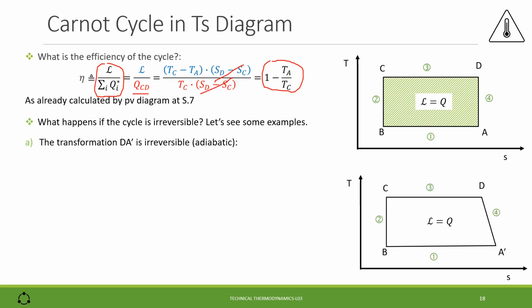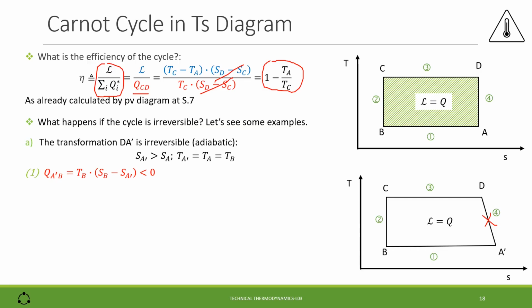Let's see some examples. The first example is when the transformation DA is irreversible, but still adiabatic. In this case, the entropy of the point A' is greater than the entropy at the point A, but the temperature stays the same and keeps equal to the temperature of point B.